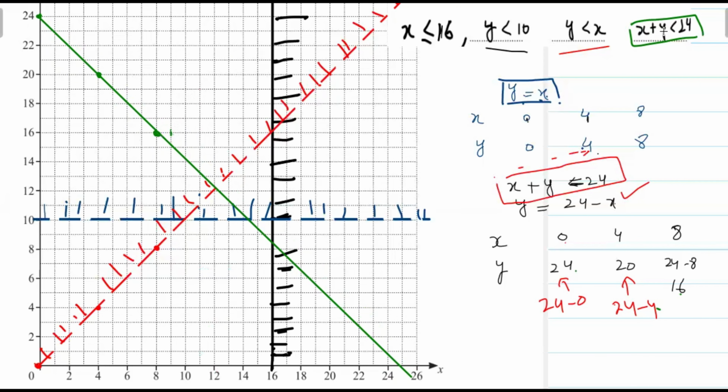Next, because the inequality is x plus y less than 24, we will draw a dotted line. This is the inequality x plus y less than 24. The required region will be the below region. Therefore, the unwanted region will be the upward region. Now we will shade the unwanted region. This is the unwanted region. The unshaded region will be the feasible region for the inequalities, and this is the solution.